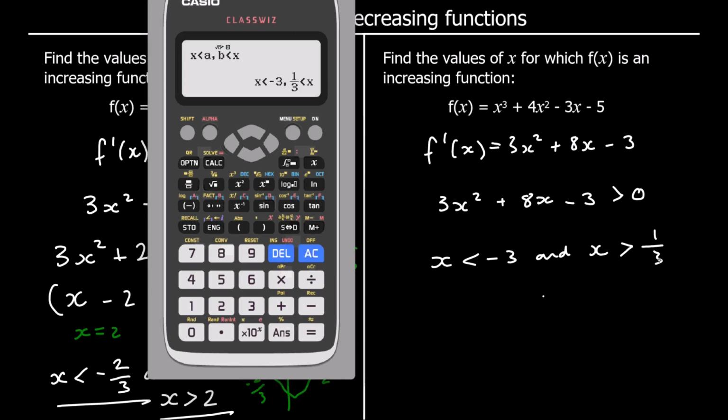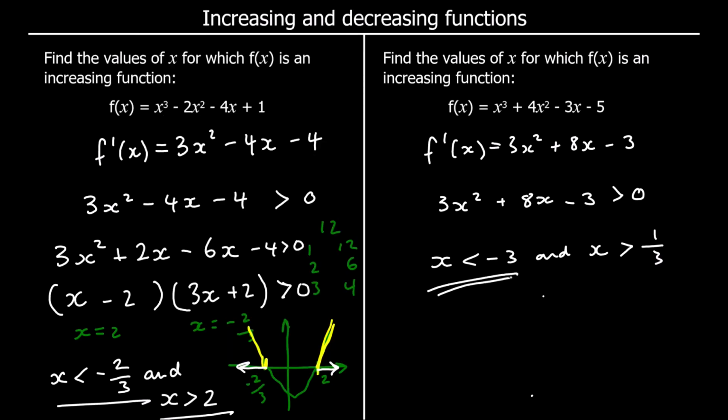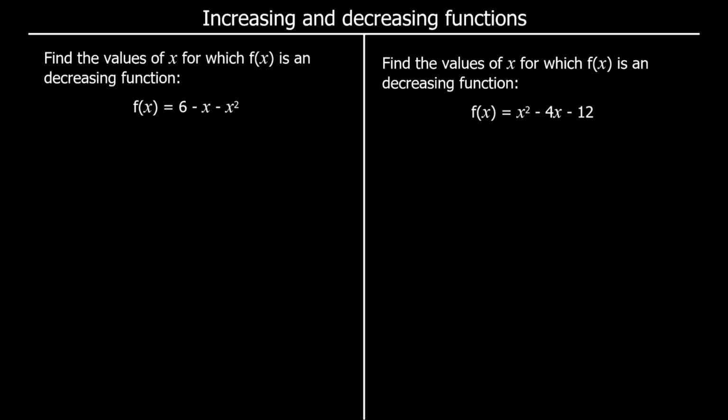X is less than -3, and x is bigger than 1/3. Find the values of x for which f of x is a decreasing function. That means it's going down. It's got a negative gradient.